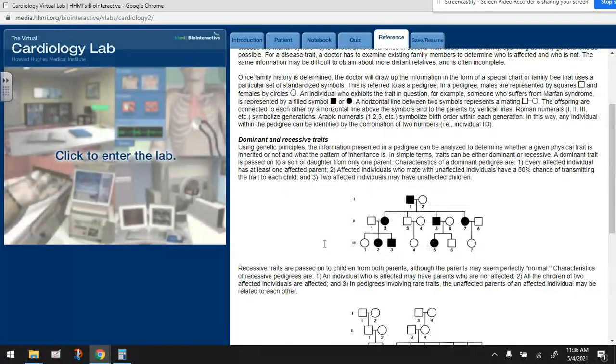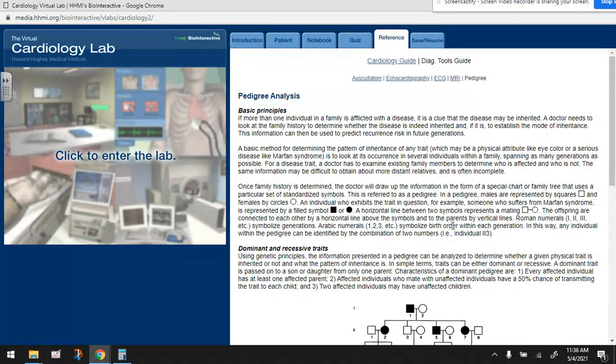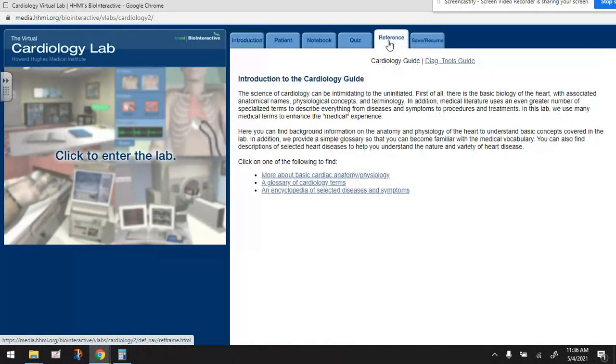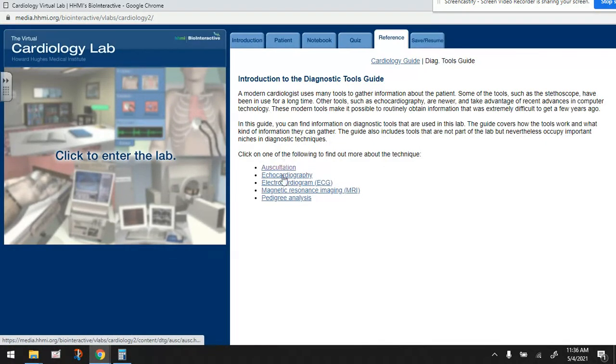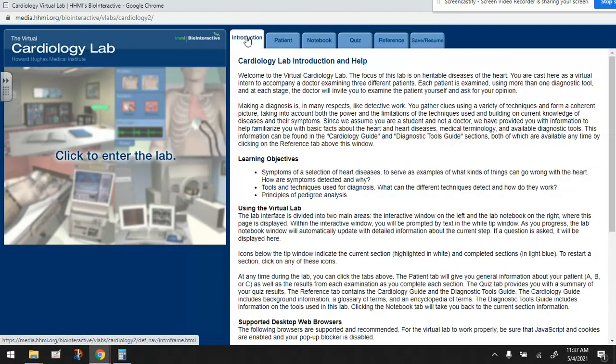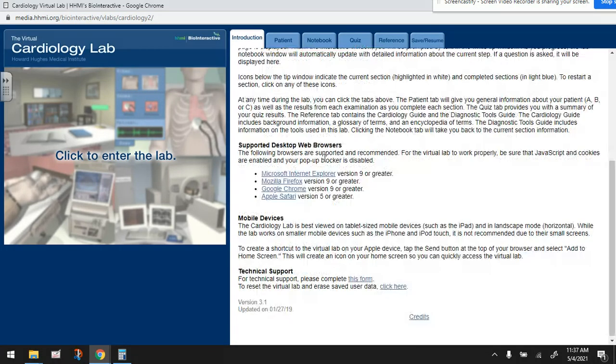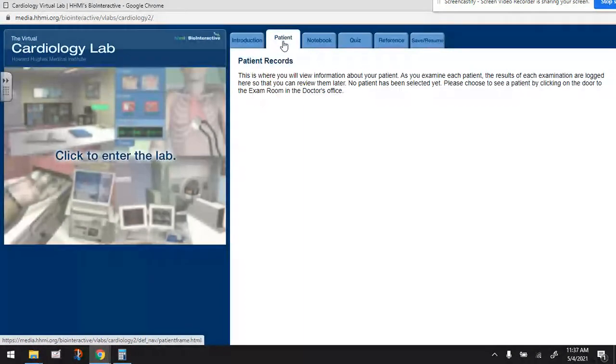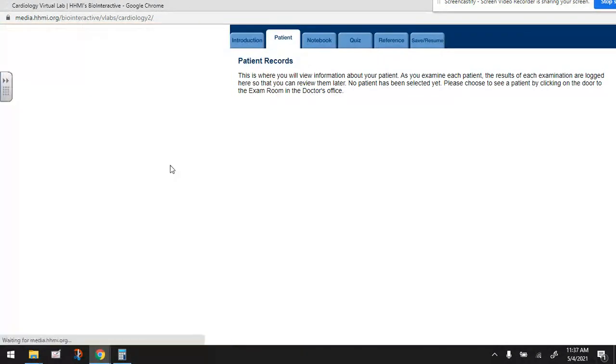All right, so we've talked about pedigrees before. That shouldn't be anything that's new to you, but just know that all the tools that you have, if we go back to the introduction, you can at any point click on reference and go back to those diagnostic tools, and you have them at your fingertips right here. So if we go back to the introduction, you're supposed to read all that and go on to the next thing. When you're ready to see your patient, you have to click here to enter the lab.